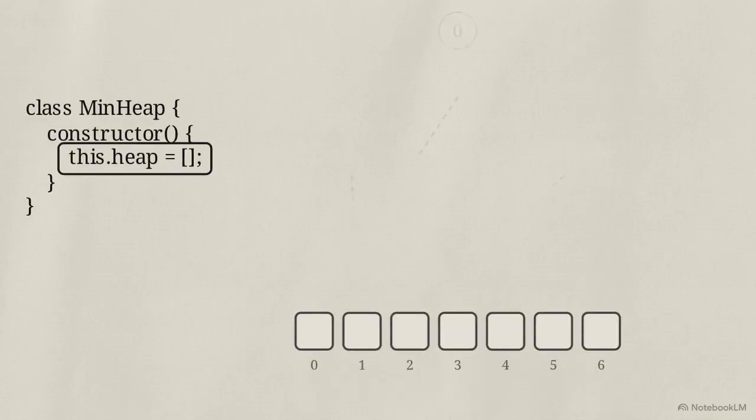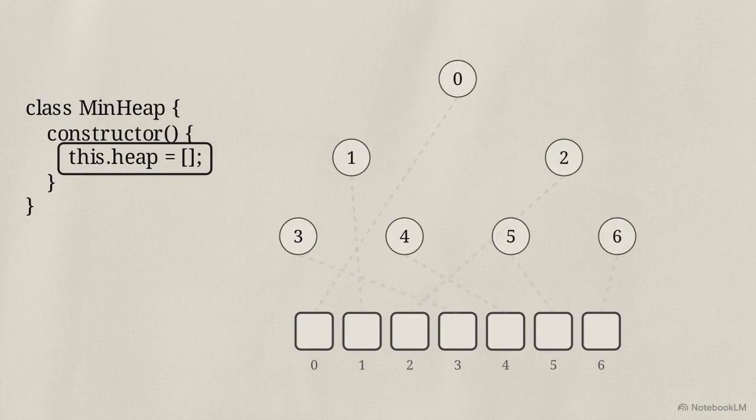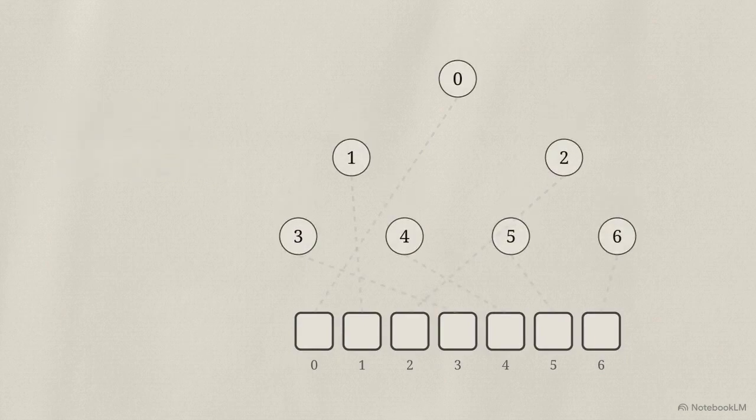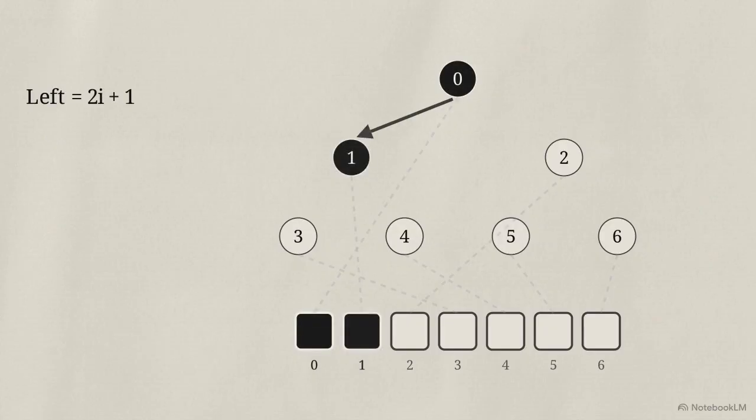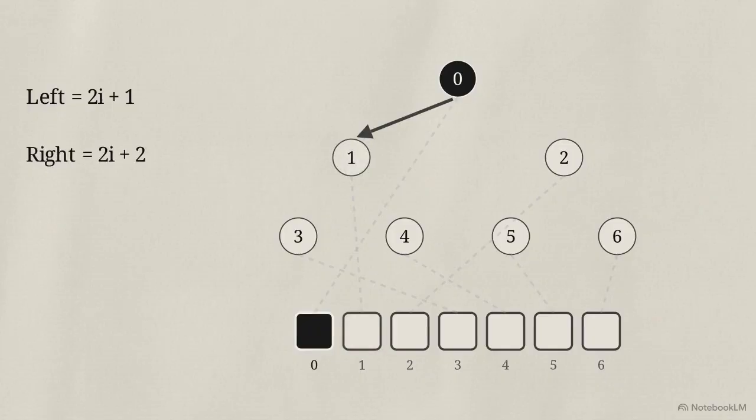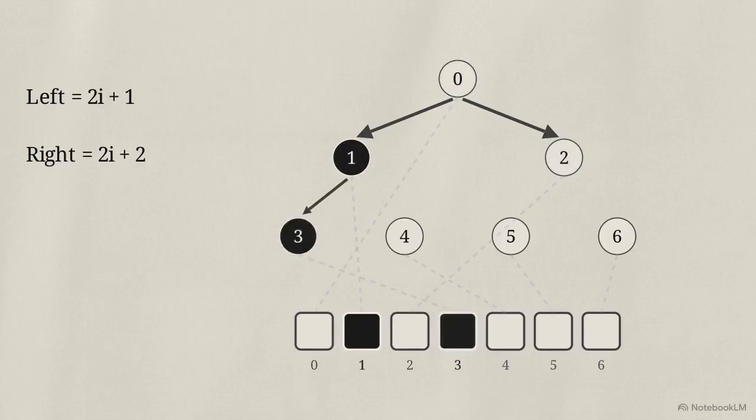Looking at the min heap constructor, we initialize a simple flat array, rather than a complex network of distinct node objects. We map a binary tree onto this flat array, using straightforward index math. To find the left child of any node at index i, the formula is simply 2 times i plus 1. The root is at index 0. Its left child lives at index 1. The formula for the right child is 2 times i plus 2, placing it at index 2.